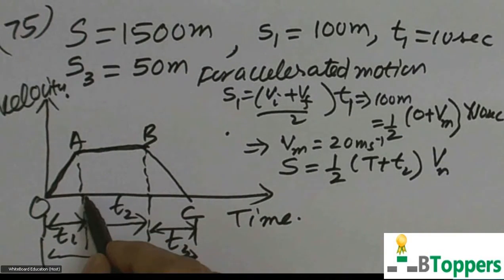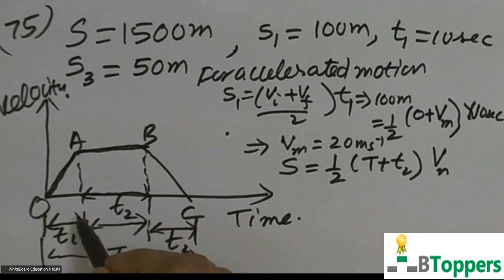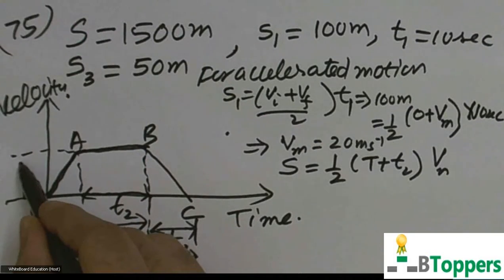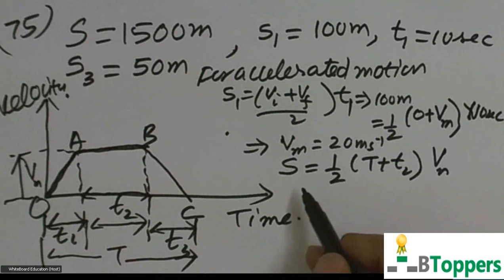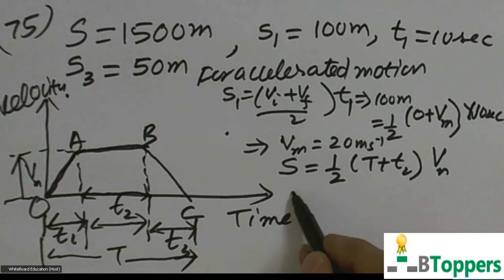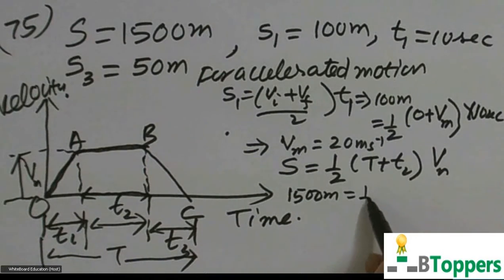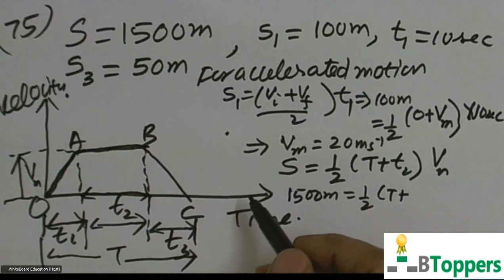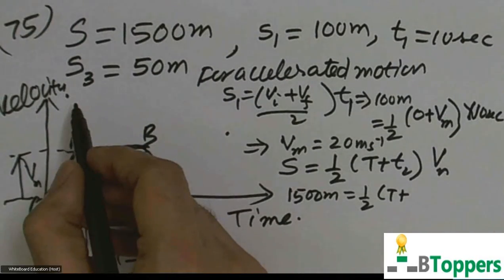The length of the line AB is equal to the time interval T2 during which it moves with uniform speed. The perpendicular distance between the two parallel sides in the velocity time graph is equal to the magnitude of the maximum velocity. So S, the total displacement, is given to be 1500 meters. Total time is not given, so T2 is to be found to apply this equation.